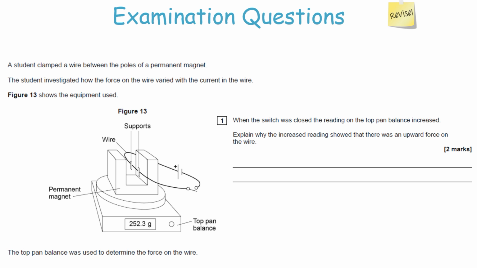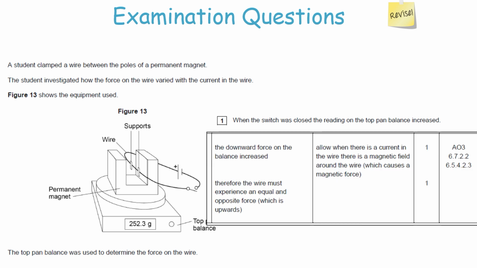So if the force on the permanent magnet is acting downwards, and we know it's acting downwards, why is that? Because the reading on the balance increased, so therefore the wire must experience an equal but opposite force on it, which must be upwards, because the force on the magnet is acting downwards. Now you might say, well, why is the balance only measuring the magnet and not the wire? It's because the magnet is the thing touching the balance, the wire is not.